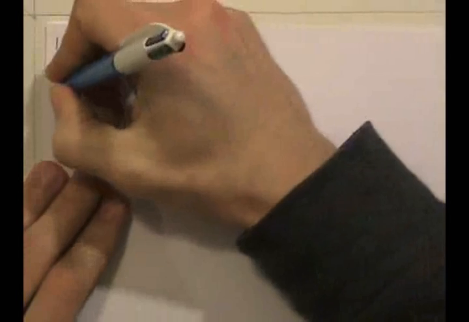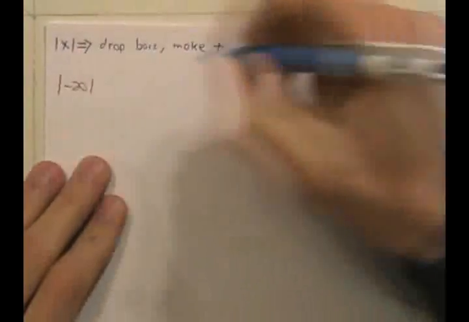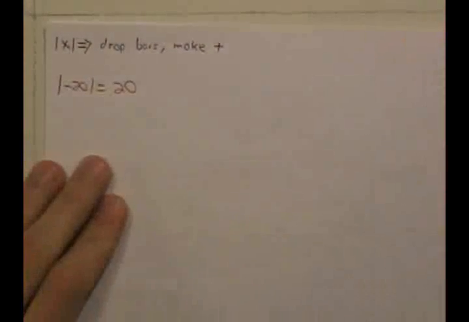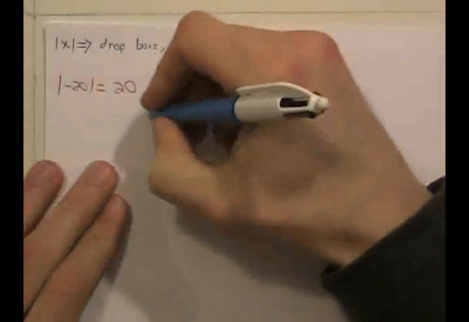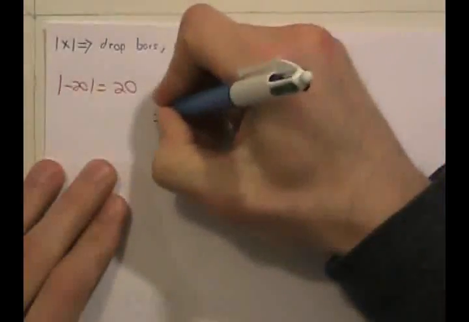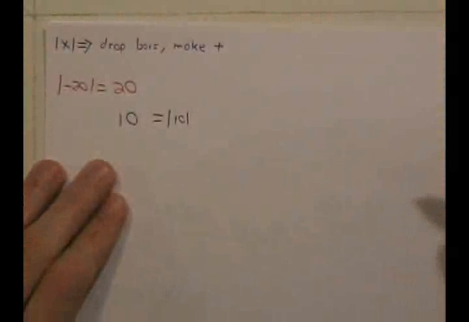say, the absolute value of negative 20, that's going to be 20, right? If it's negative, you just make it positive. And if you start out with a positive number, say the absolute value of 10, you just drop the absolute value bars and write 10. That's all it is.